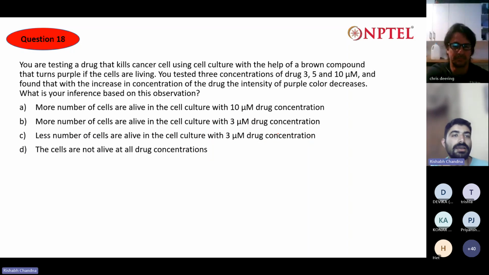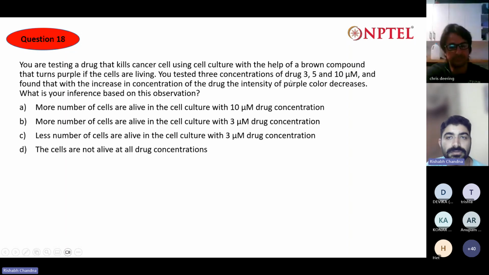So you are testing a drug that kills cancer cells using cell culture. You have to analyze this question very carefully. We are testing a drug that kills the cancer cells using cell culture with the help of a brown compound that is used as a tester, and that turns purple if the cells are living.